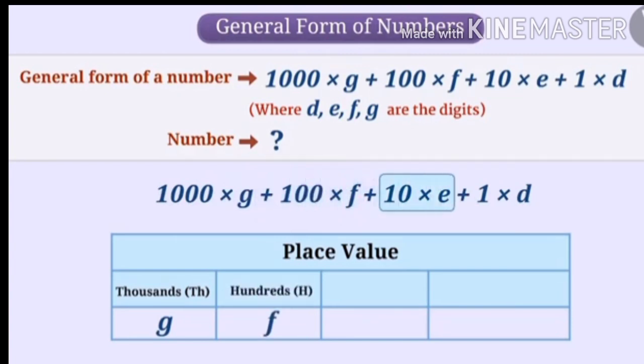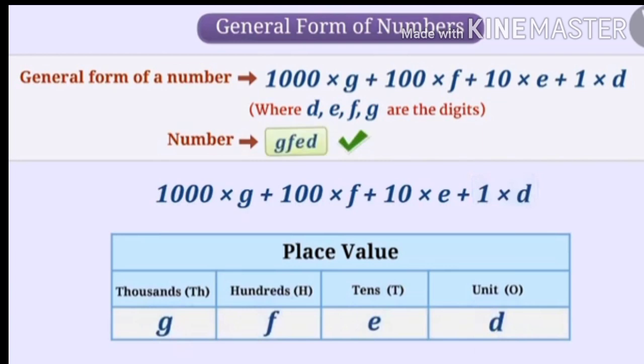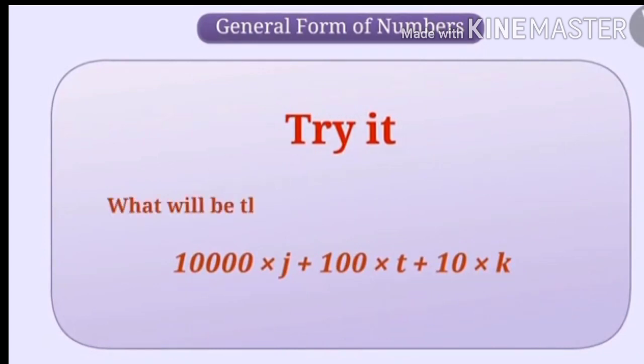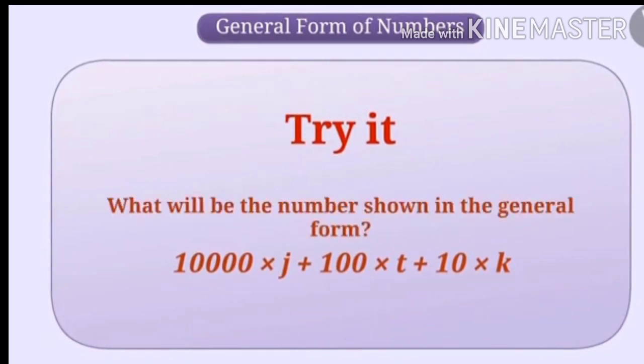Similarly, 10 into E tells us that E is at the tens place, and 1 into D tells us that D is in the ones place. This way, the number will be GFED. Now you find out what will be the number shown in the general form: 10,000 into J plus 100 into T plus 10 into K.